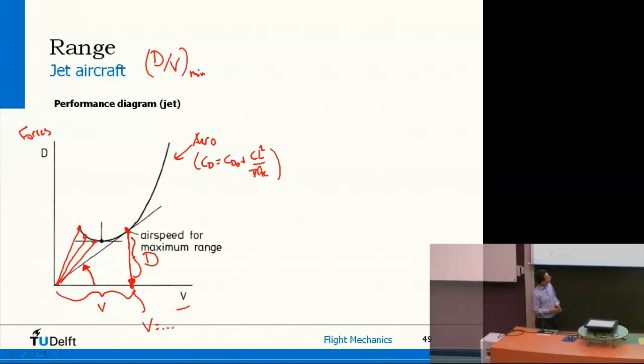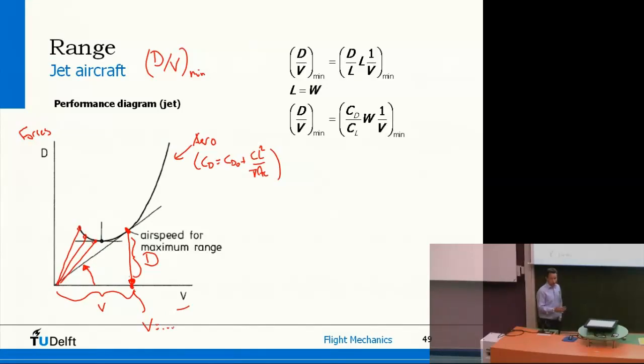Okay? Now that's nice if you already have the diagram for an aircraft, but we also have to be able to calculate that airspeed. So what you can do is say D over V must be minimum. So in other words, D times lift divided by lift, which is equal to 1, times 1 over V should be minimum. All I've done now is multiply the equation with 1. Lift is equal to weight.